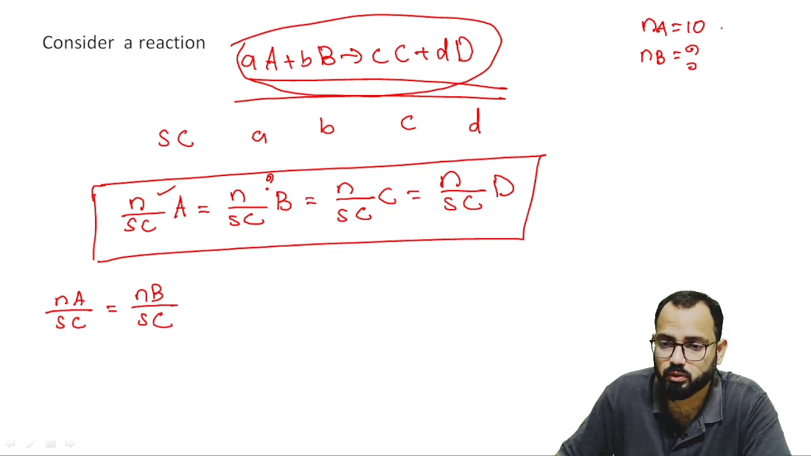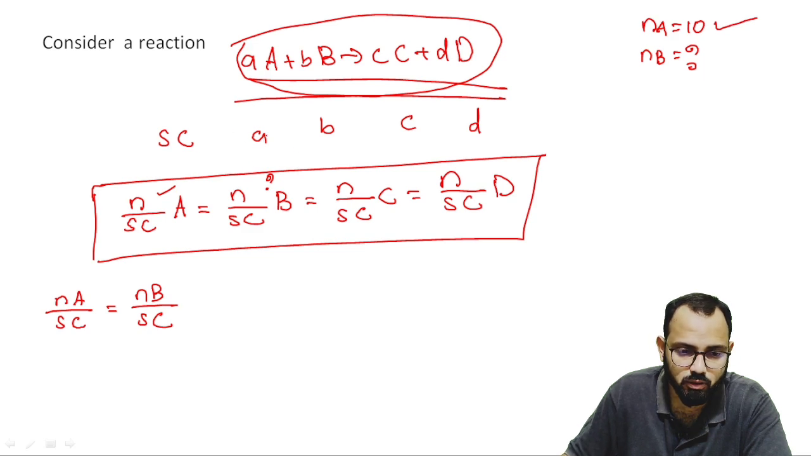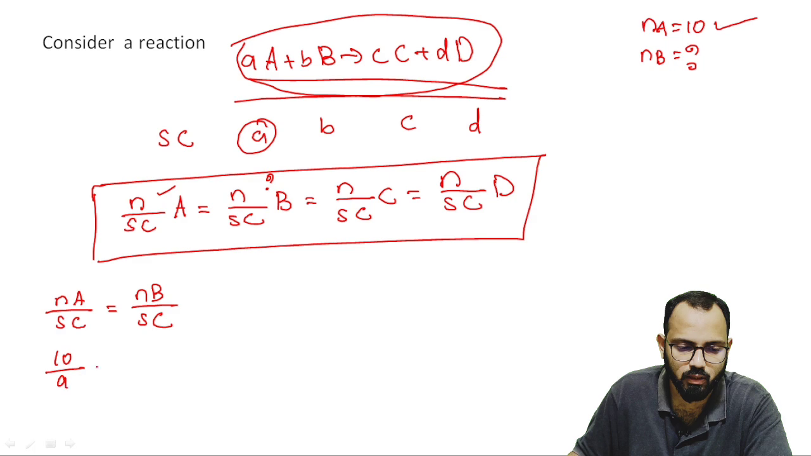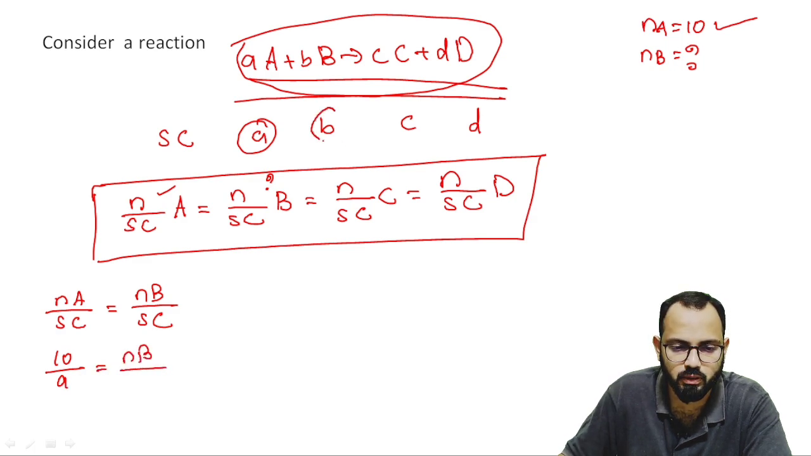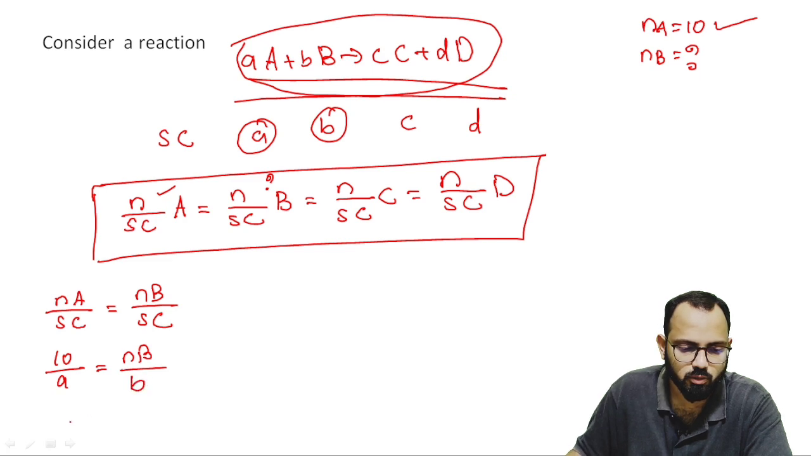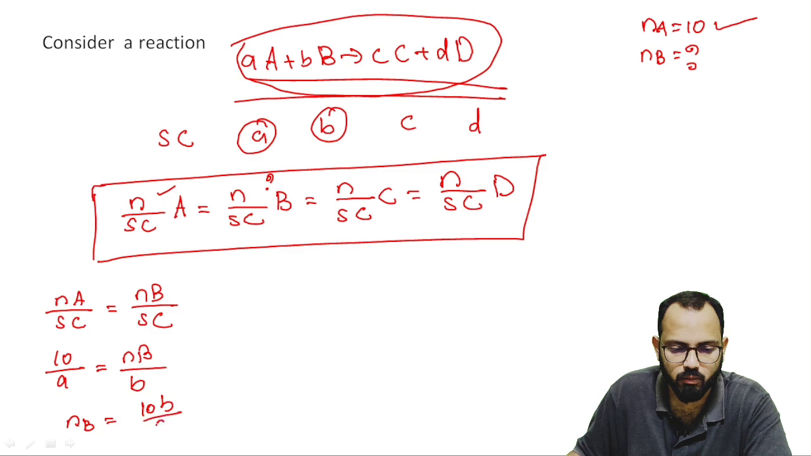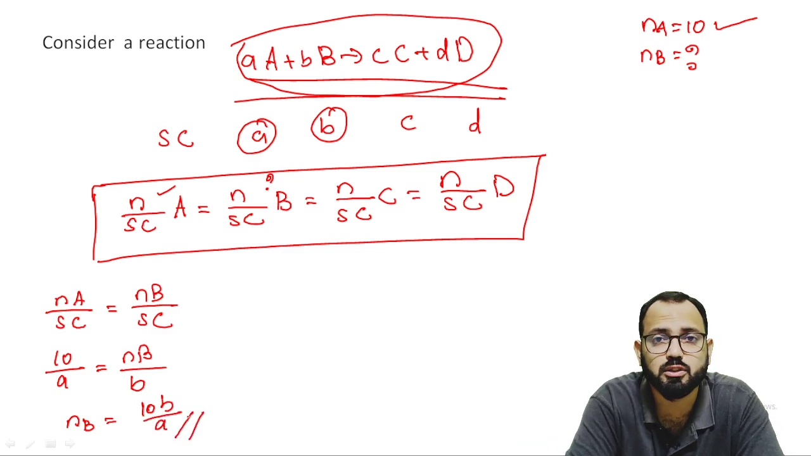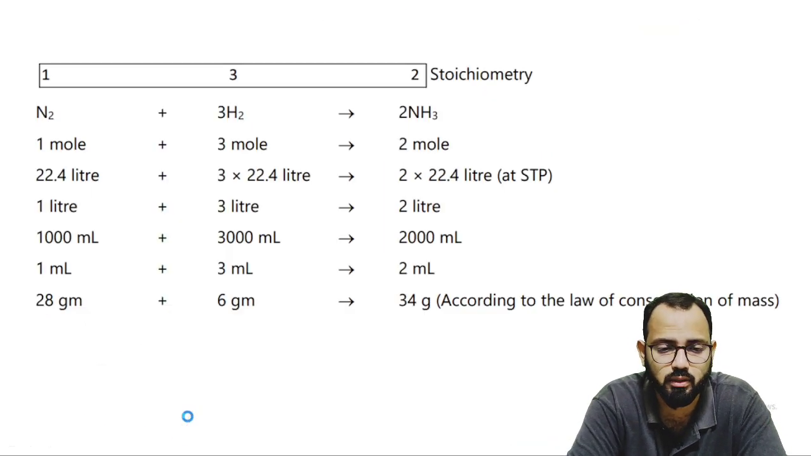Let's say the number of moles of A is 10. The stoichiometric coefficient of A is small a. So I can write this as 10 by a. And n of B, I don't know, that I have to find out. The stoichiometric coefficient of B is small b. So what will be the answer? n of B is equal to 10b by a. This is how we can solve the equation, right?